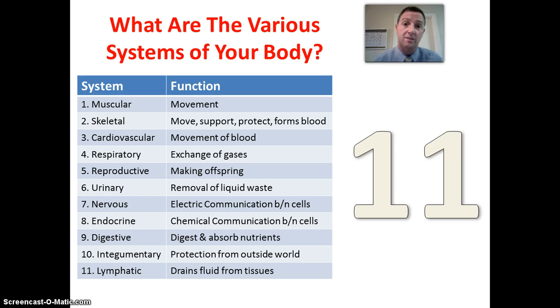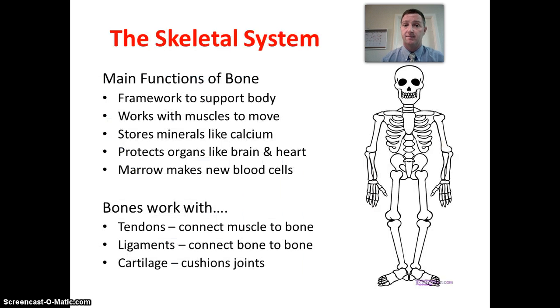So 11 systems. Hopefully you've written them all down. Okay. We're going to go through them one by one throughout the year. So let's start with the skeletal system. All right. Your skeletal system has 5 main functions. All right. This is your skeleton. It's what's beneath your skin. You can feel your skeleton. It's all the hard parts of your body.